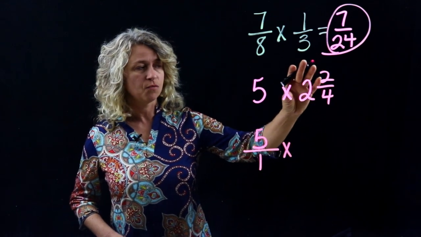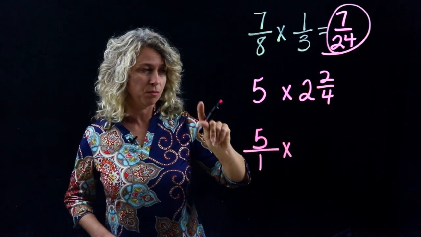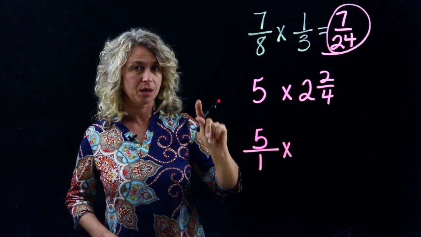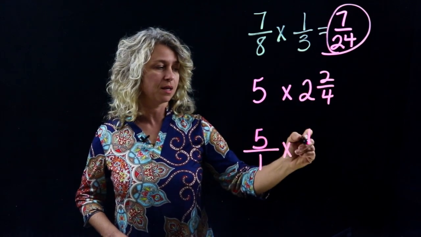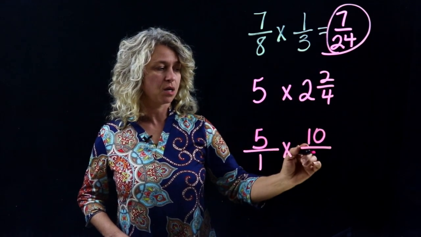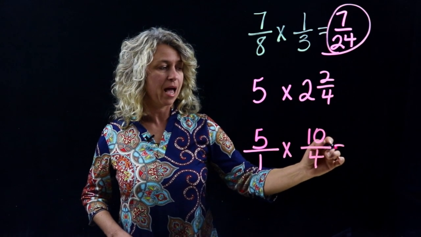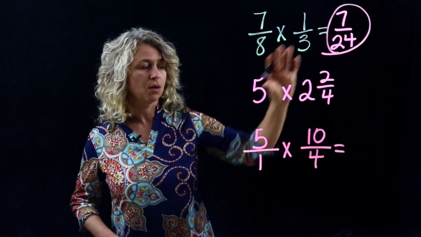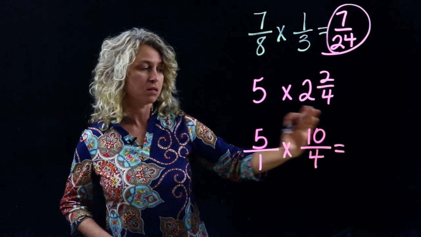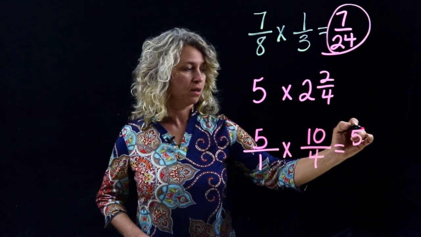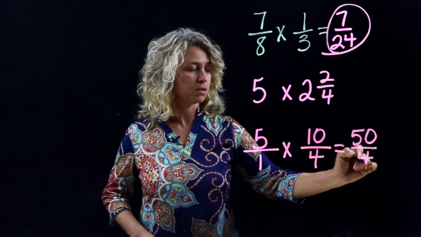And then for a mixed number, the key thing to remember is to change it to an improper fraction. 4 times 2 is 8, plus 2 is 10, and that's your numerator, and your denominator stays the same. Now, just like this top example, when you get it in this form, a fraction times a fraction, multiply straight across, and you're good. So 50/4.